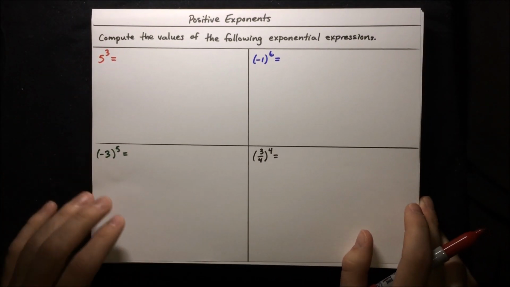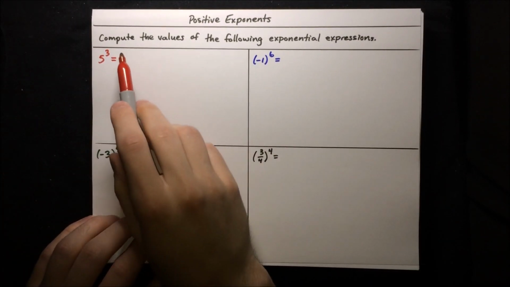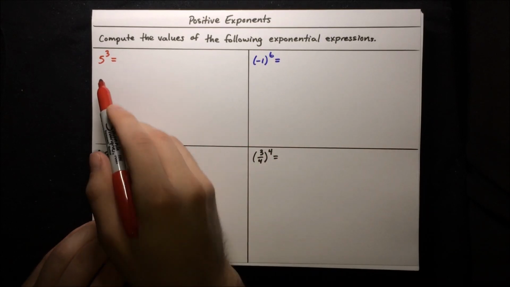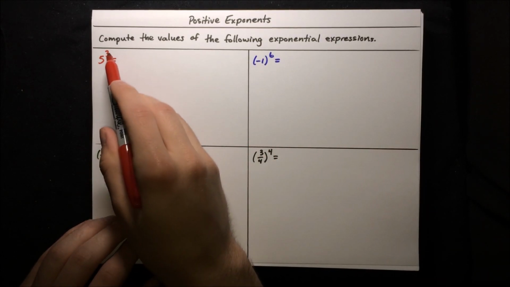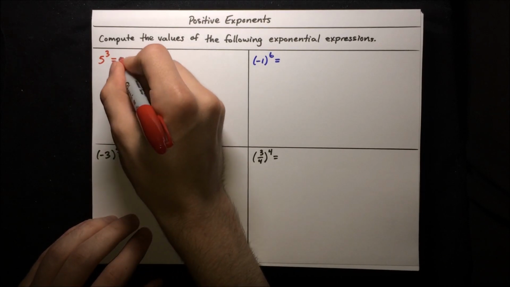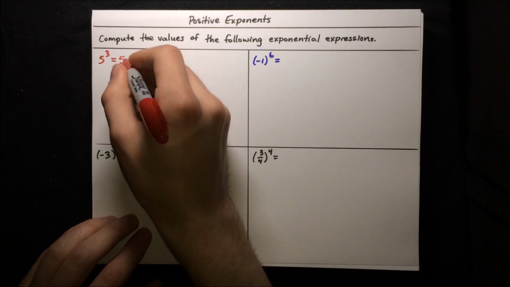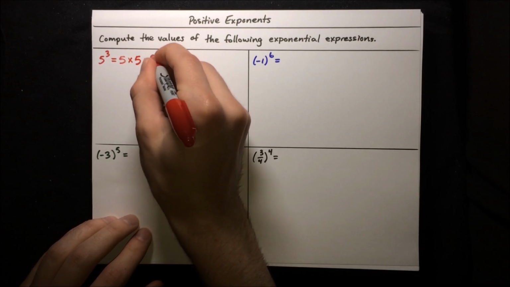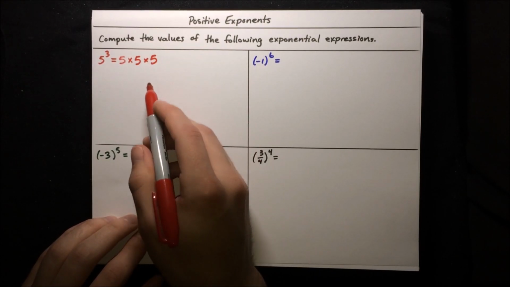Alright, here are some final exercises. So we want to compute the values of the following exponential expressions. Okay, first one is 5 to the third. So that tells us that 5 is the base, and we take 5 and multiply it by itself 3 times. 5 times 5 times 5. Let's go ahead and figure out what this is.